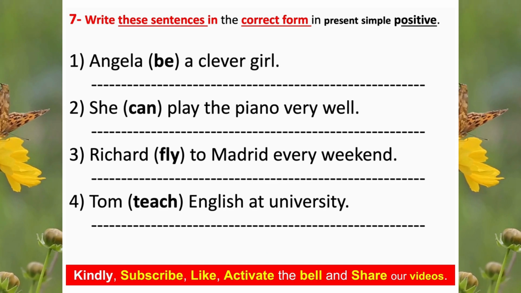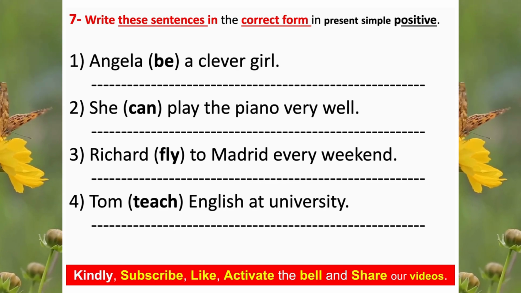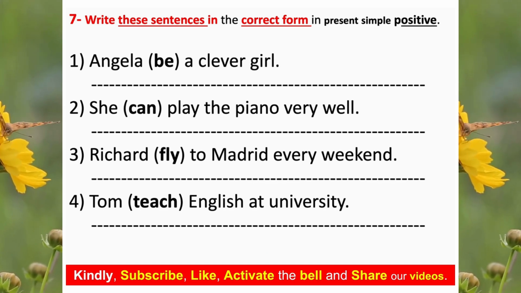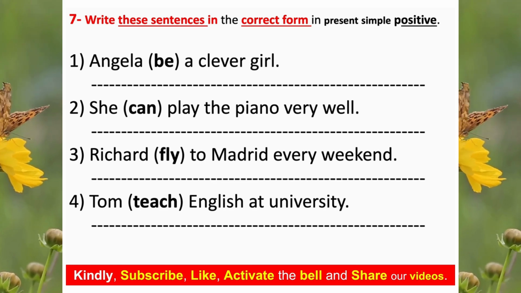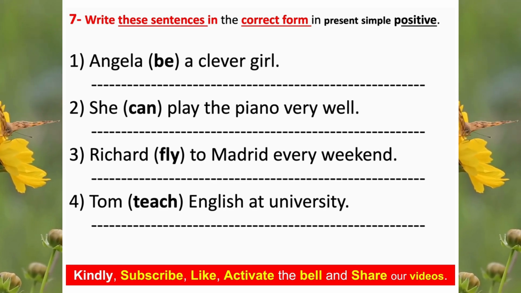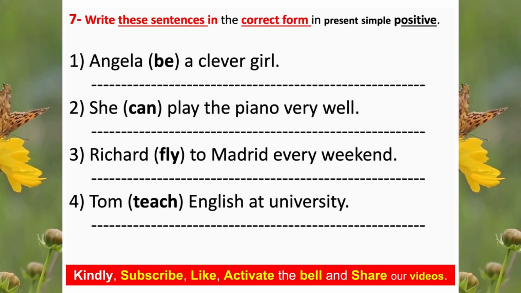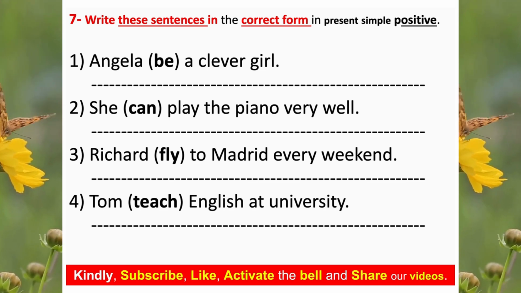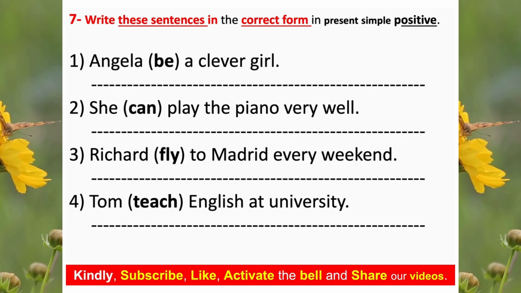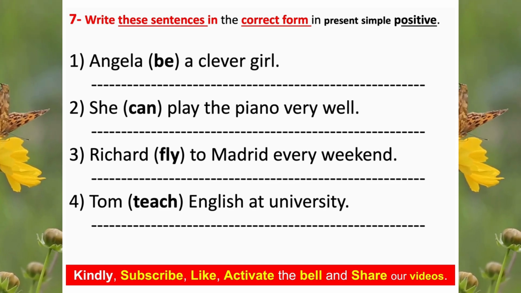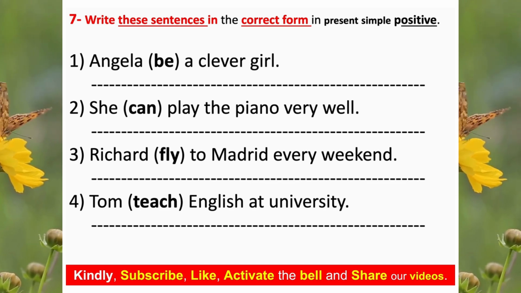Write these sentences in the correct form in present simple positive. Angela, verb be, a clever girl. So write be in the correct form in present simple positive. She can play the piano very well. So write can in the positive form in present simple. Number 3, Richard fly to Madrid every weekend. So you need to write fly in the positive form in present simple.